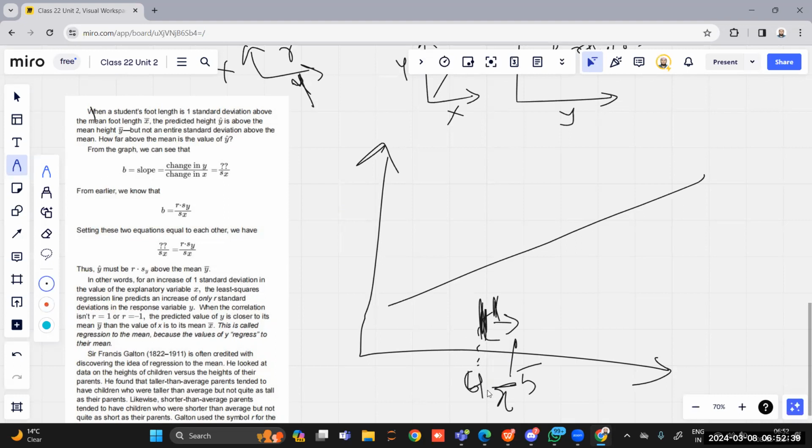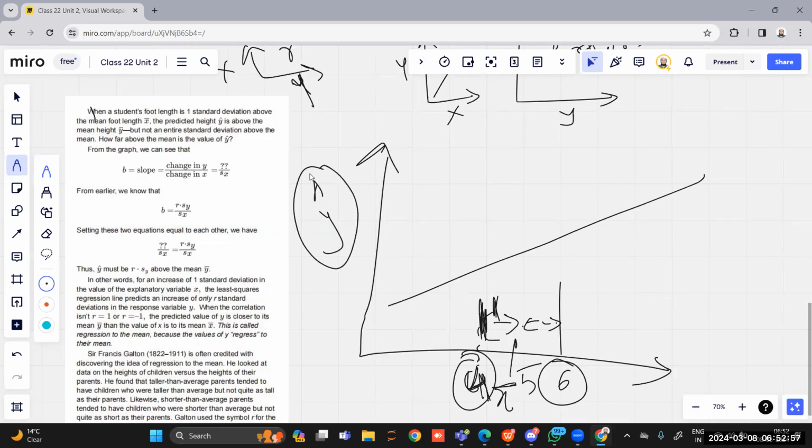It will be either 4 or 6. Yes or no? Because it is one standard deviation to the left and one standard deviation to the right. For this x bar, we are predicting the y hat, the predicted height. So what will be the things here for these two increments in the standard deviation?